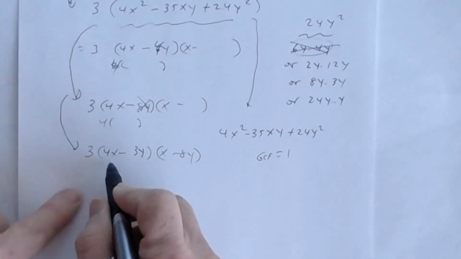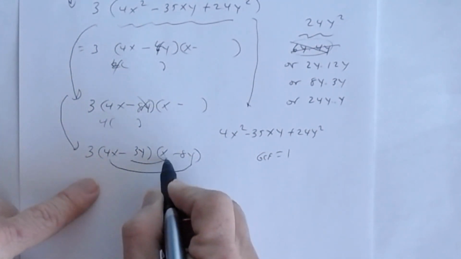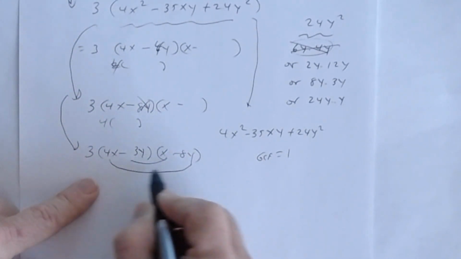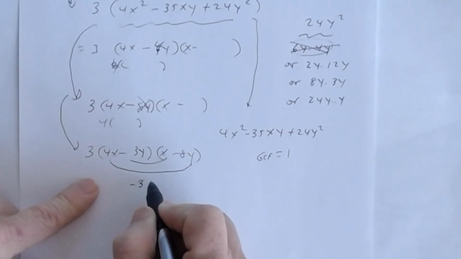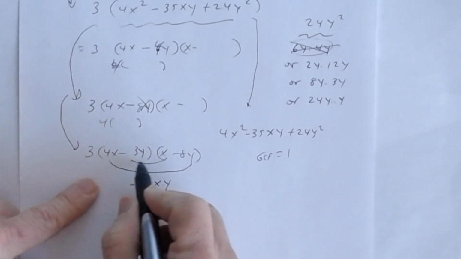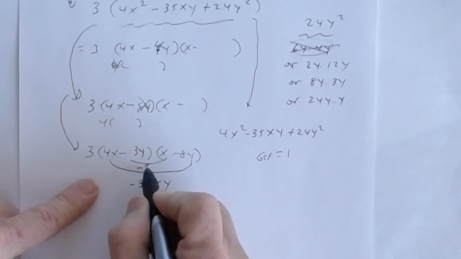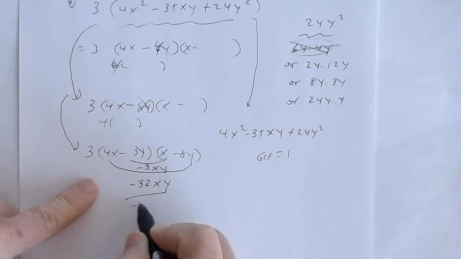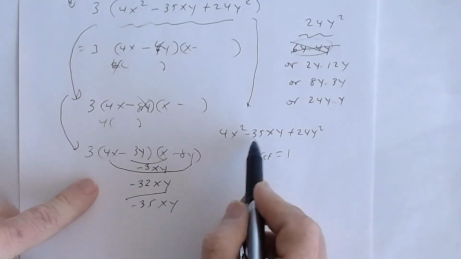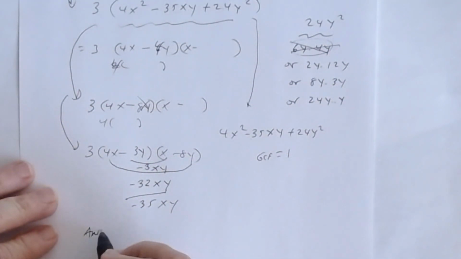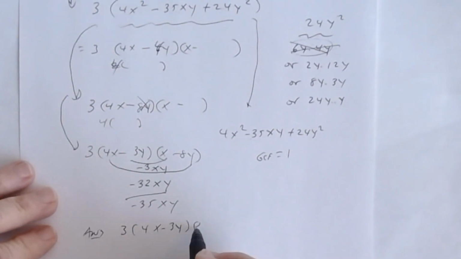Now let's check the outer and the inner. The outer, 4x times a negative 8y, is a negative 32xy. Okay? Negative 3y times x is a negative 3xy. When I add them up, a negative 3 and a negative 32 is a negative 35xy, and look, that's what you wanted. So this is correct. So the answer is going to be 3 times 4x minus 3y times x minus 8y.